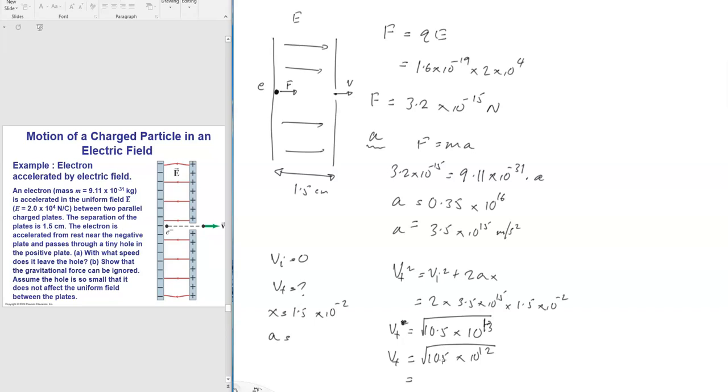Square root of 105 is 10.2, times 10 to the 6 meters per second. So finally I have 1.02 times 10 to the 7 meters per second. That's the speed. It's an extremely high speed, 10 to the 7 meters per second. One order above is the speed of light. Speed of light, you might know this, is approximately 3 times 10 to the 8 meters per second, right?